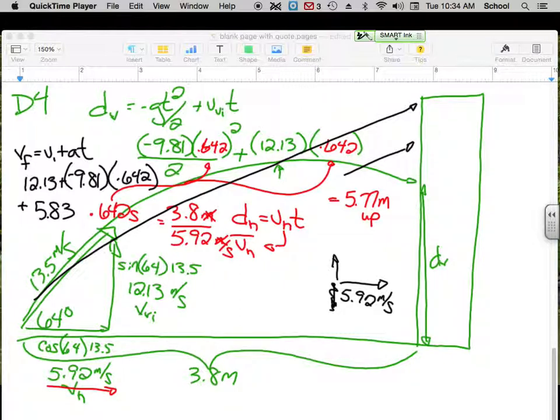So I have 5.92 on the sideways component, and I have 5.83 on this part. This is bad because it's tail to tail. I should draw this over here so I get the angle correct. So if I combine 5.92 and 5.83, I end up with 8.3.